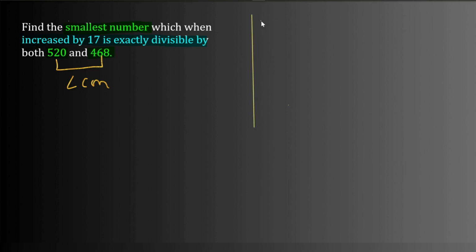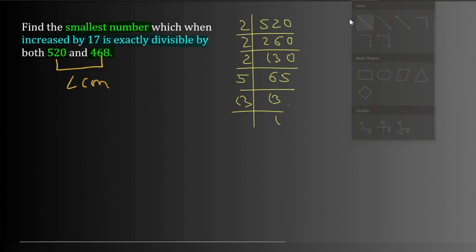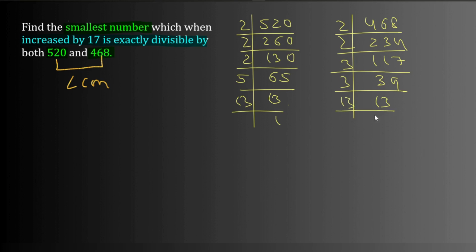If I begin with the first number, that is 520, it's divisible by 2 two times, 260. This is divisible by 2 again, 130, and 2 again, 65, then with 5 it gives 13, and 13 one time. Now the other number is 468. With 2, this is 234, 2 again 117. Then with 3, 39, and 3 again, 13, and 13 one time.